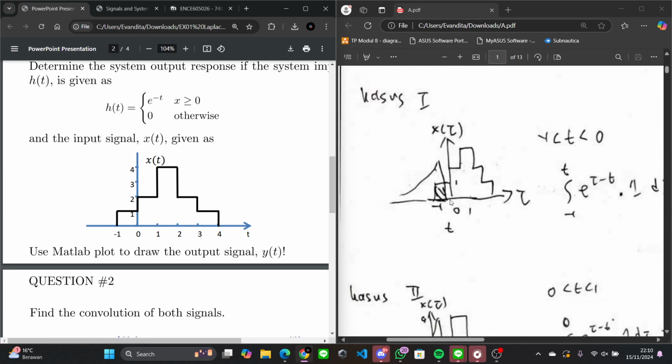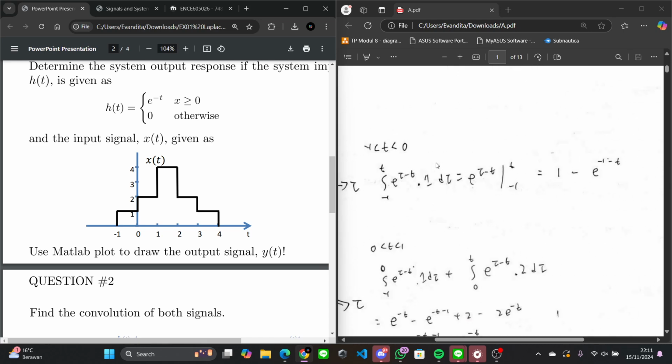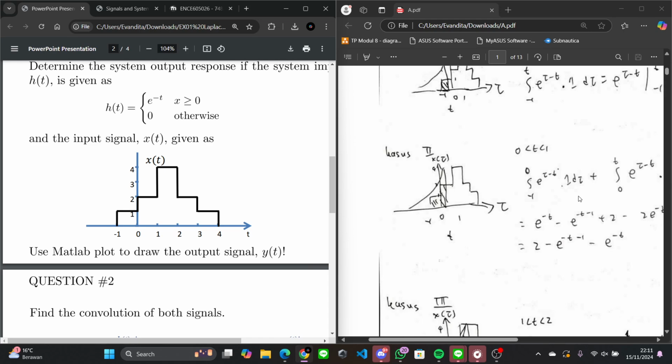During this case, it's just a normal integral of e to the power of tau minus t from negative 1. Notice how the upper limit is t, because even though t is from negative 1 to 0, in this visual representation it doesn't actually reach 0. It reaches a certain point, and we can call that point t. We just do normal integration and get this value. Next is the second case.